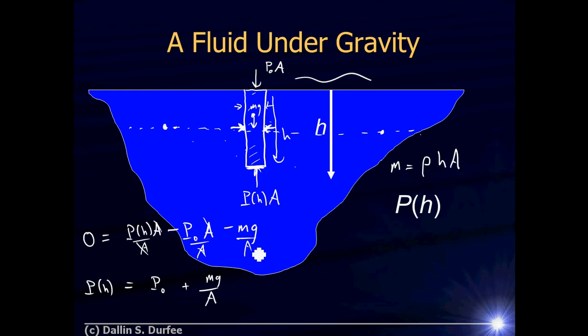So let's take this mass and plug it into this equation. We get P naught plus the mass, which is rho HA, times g over A. And the A's cancel out, and we end up with this equation. The pressure at some depth is just going to be the pressure at the top, which is normally atmospheric pressure, plus rho g h. And there you have it.